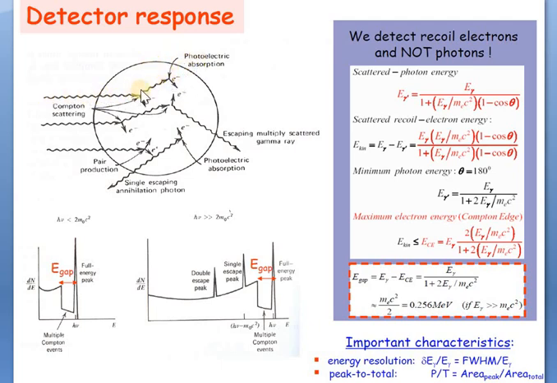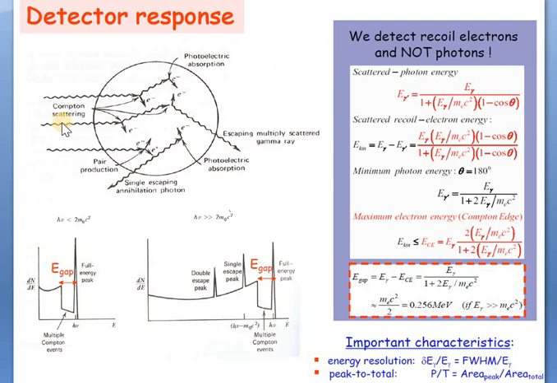Okay, let me consider the next event here, the second one. This one undergoes Compton scattering, then second Compton scattering, and then again another scattered photon is produced. However, this escapes the detector. And because of this, this event will contribute to the Compton background and not to the full energy peak, just like this event. Okay, so event number one contributes to the full energy peak, but event number two contributes to the Compton background.